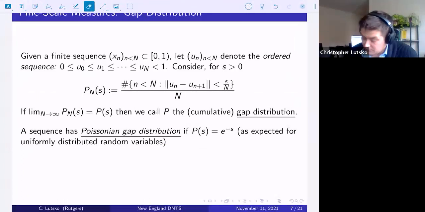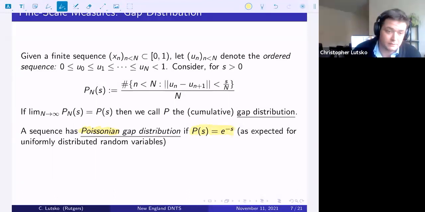And now, when we talk about pseudo-random properties, we can talk about the gap distribution being Poissonian if P of s converges to the exponential distribution, e to the minus s, which is what you would expect if you just had uniformly distributed random variables. So now the idea is we should start looking at the gap distribution, since this gets around this issue raised by the three-gap theorem.